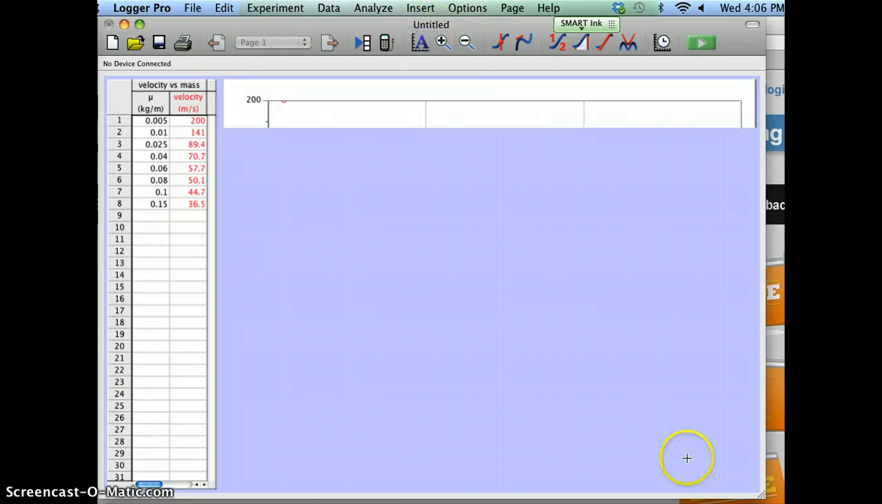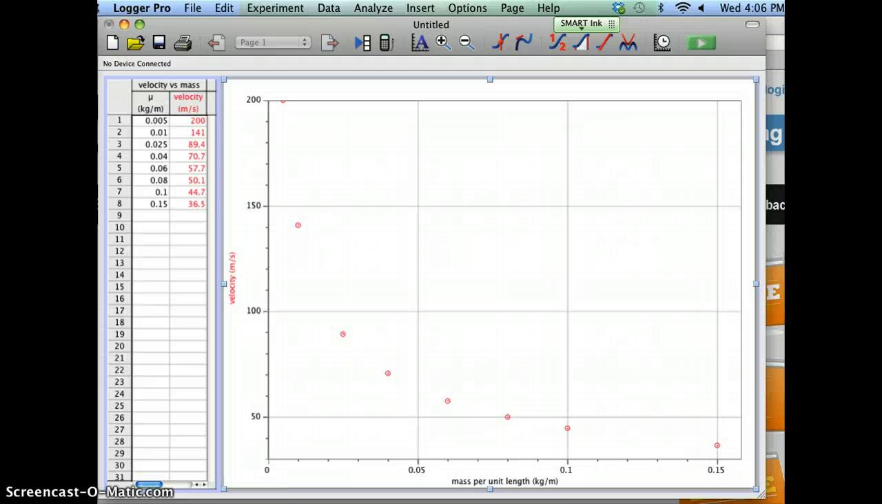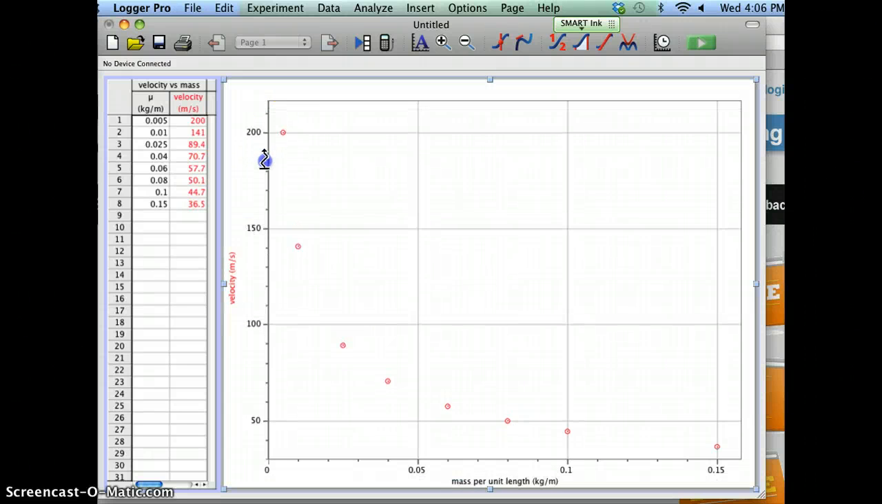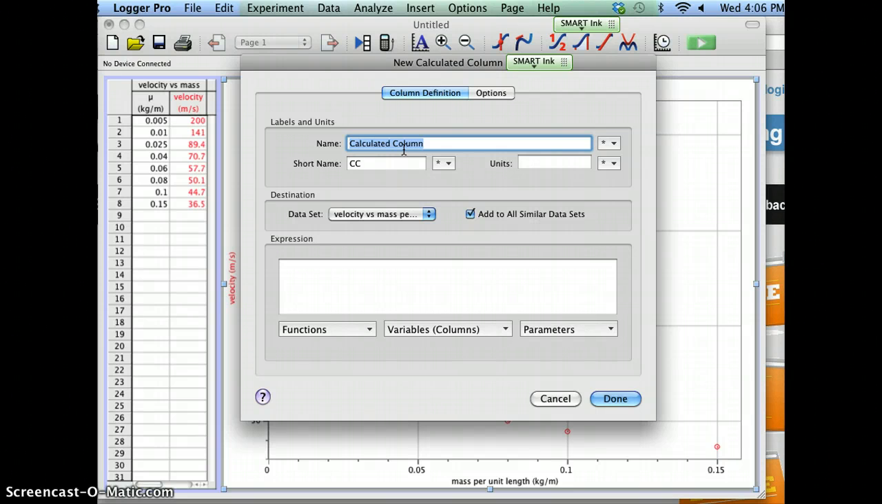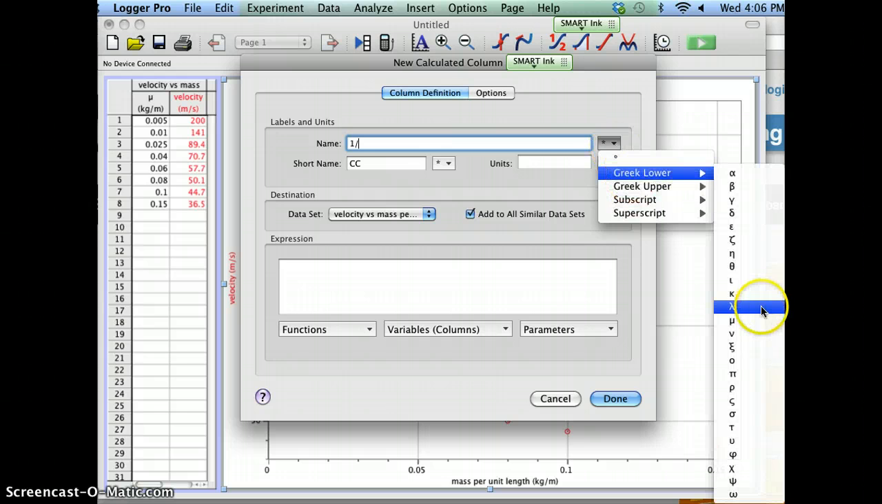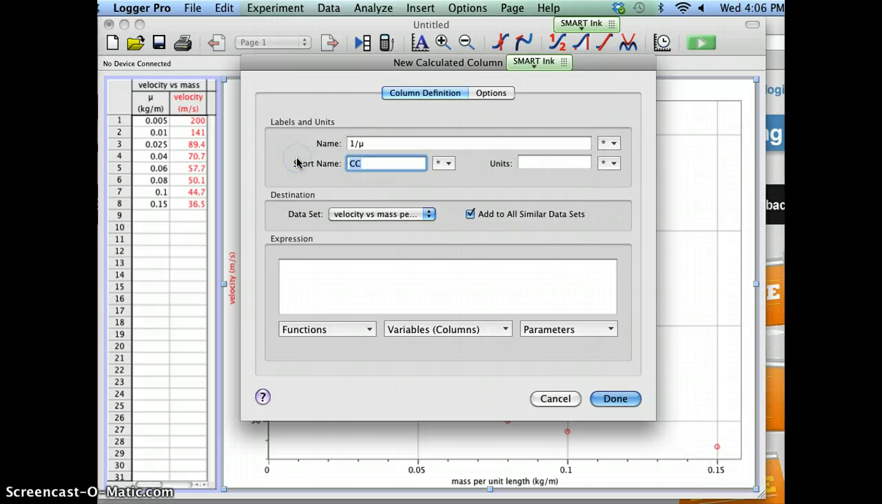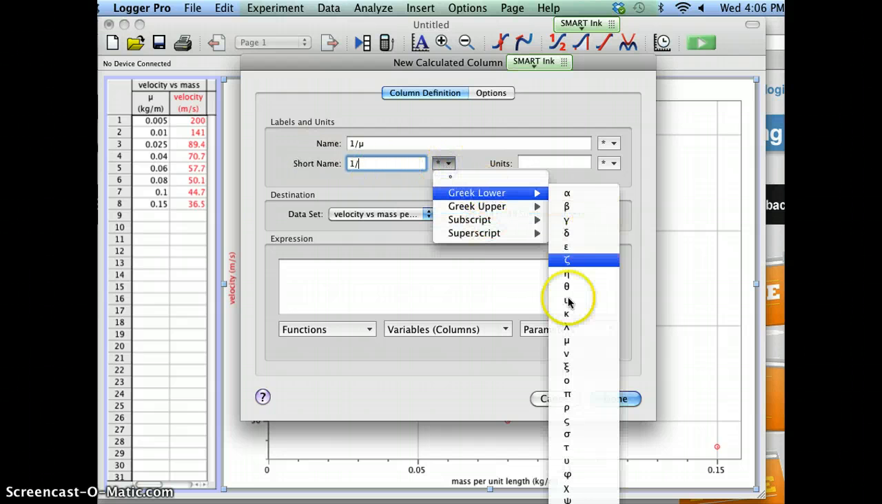Oh, it's a beautiful inverse. So let's linearize it by taking the inverse of our mass per unit length. So data, new calculated column, 1 over mu. I'll just use the symbols here, it's a lot easier. So 1 over mass per unit length.